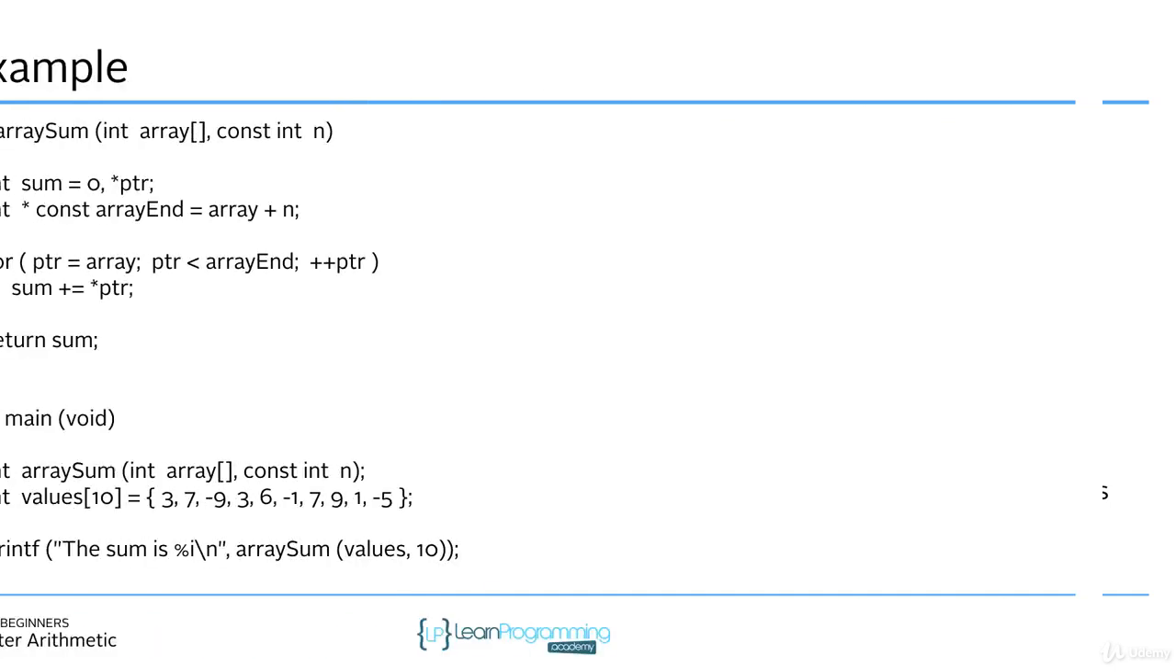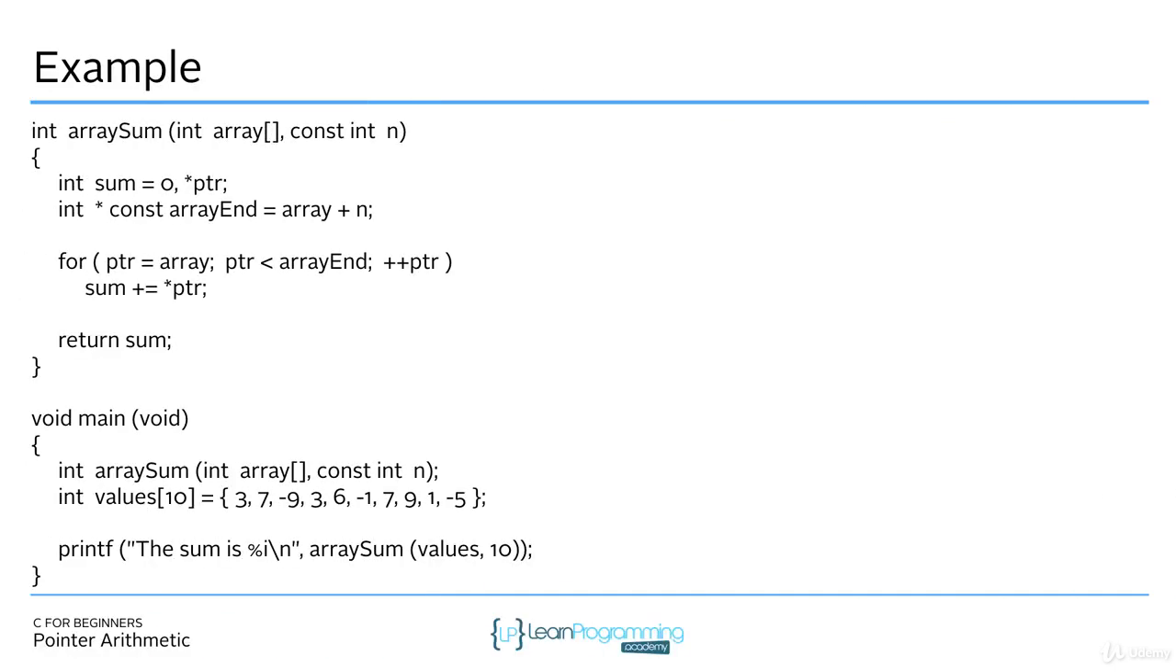Another example here where we're actually going to sum all the elements in an array. You see that we have an array sum function, and the function takes an array, and it also takes a constant integer as parameters. Inside the function, we're going to create an integer and initialize that integer sum to 0, and we're going to create a pointer to type int. We're also going to create a pointer that's constant. So what that means is you can't change the address of it. It's always going to be array plus n, and it's going to be named array end.